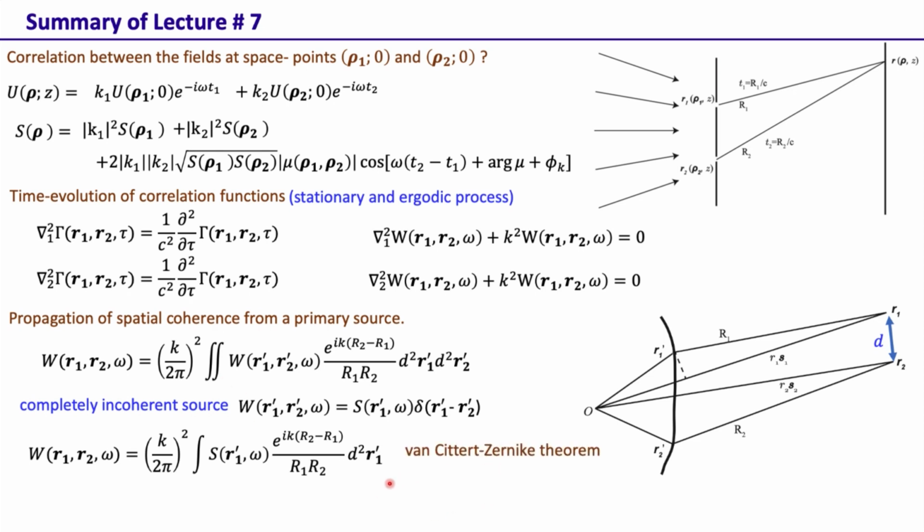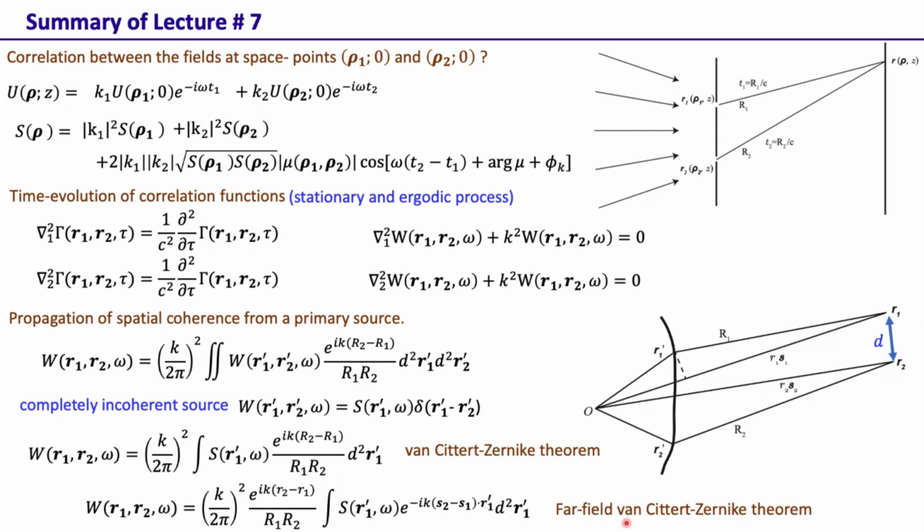and this is called the Van Cittert-Zernike theorem. This theorem has a far field version, called the far field Van Cittert-Zernike theorem, and in that case we see that the cross spectral density function W(r1, r2) is essentially a Fourier transform of the spectral density at the primary source, where the Fourier transform is in terms of k(s2 minus s1). So even if it's a spatially completely incoherent primary source, one can still get coherence in the far field. That is the point of the Van Cittert-Zernike theorem. So this is what we did in lecture number 7.